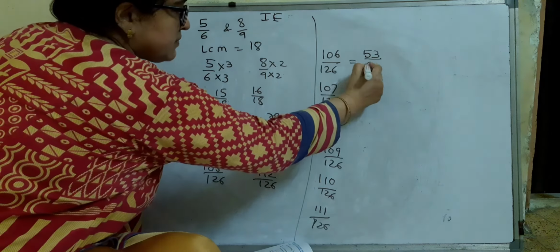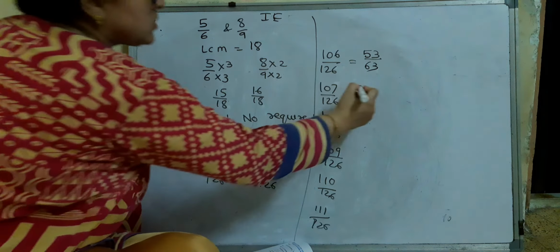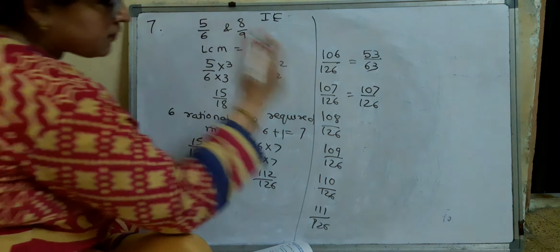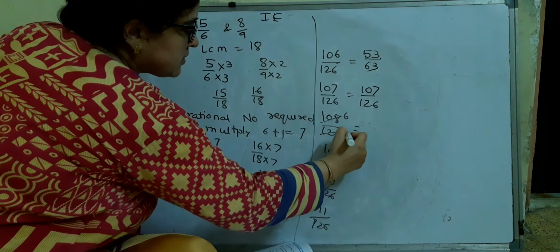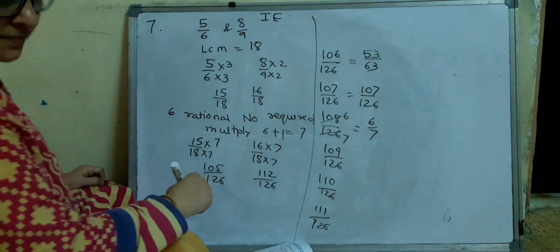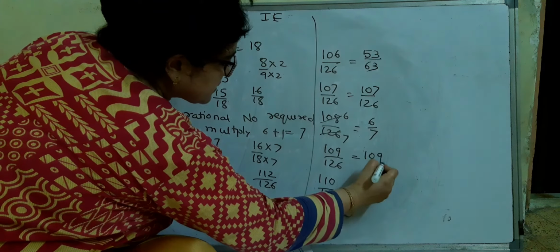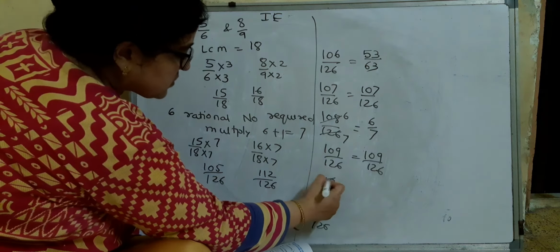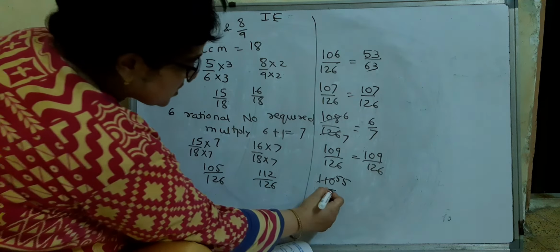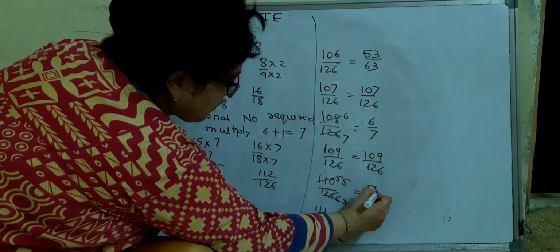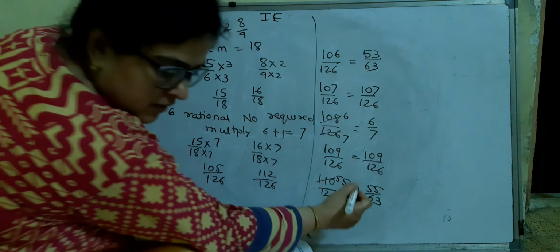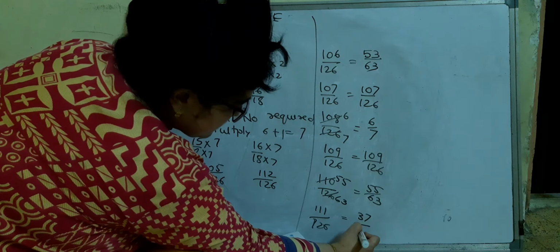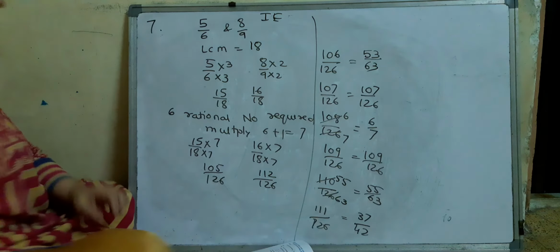After cutting down, the first is 53 upon 63. Second, there is no cutting. Third one, there is a cutting of 6 and 7, giving 6 upon 7. Here there is no cutting. 110: cutting down, 55 twos are 110 and 63 twos are 126, so 55 upon 63. 111: 37 threes are 111 and 42 threes are 126, so 37 upon 42. So these are the 6 rational numbers that you got.